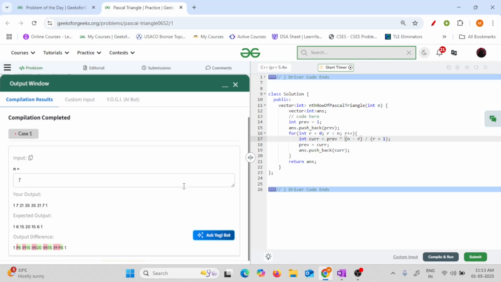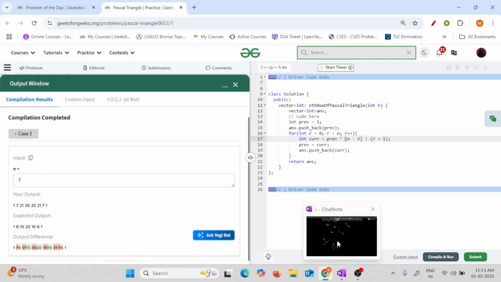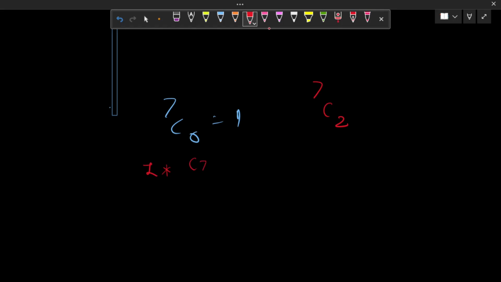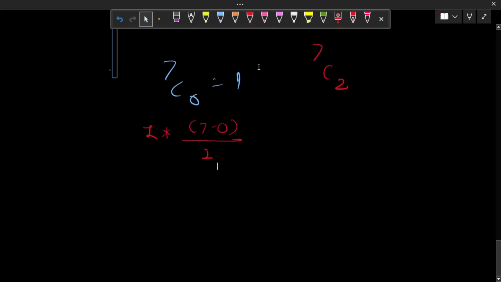Why is it not working? Let me check. Answer push back current, yes, that's correct. For 7, let's see. For 7C0 it is 1. Now I have to calculate 7C1. So I'll do 1 into 7 minus 0 divided by 0 plus 1, which is 1. So 1 into 7 minus 0, which is 7, divided by 1. So the answer is 7, which is correct for this.